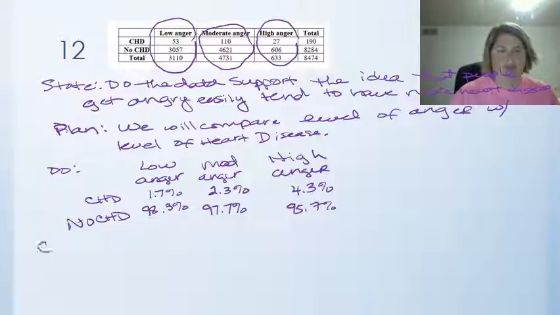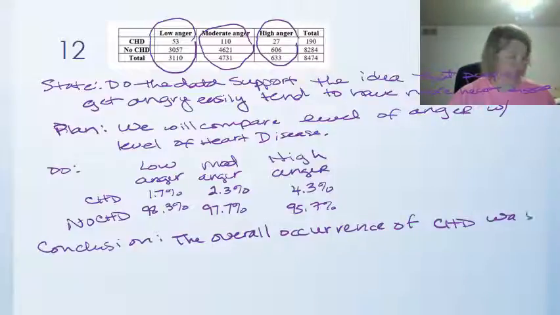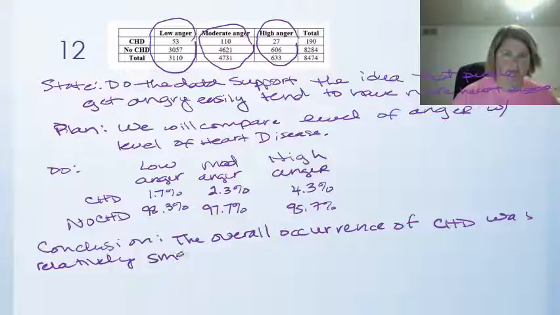Now we need to make a conclusion. So now that we made it into percents where we can actually compare, right, we're going to do a conclusion. So we can see that the overall occurrence of CHD was relatively small. Right, you can see it's relatively small for each of these groups, only going from 1.7 to 4.3.